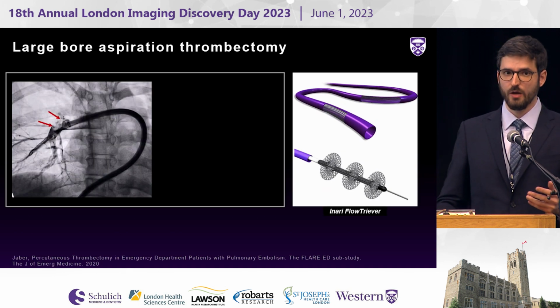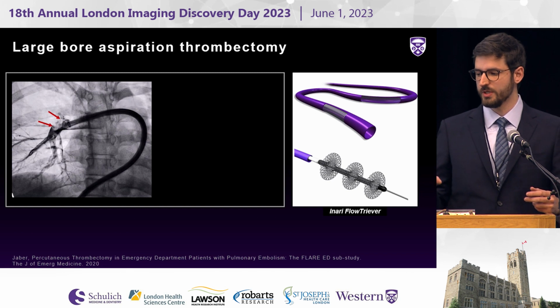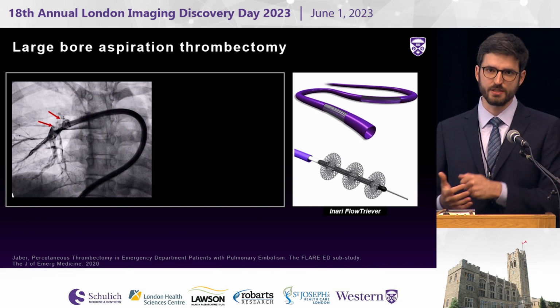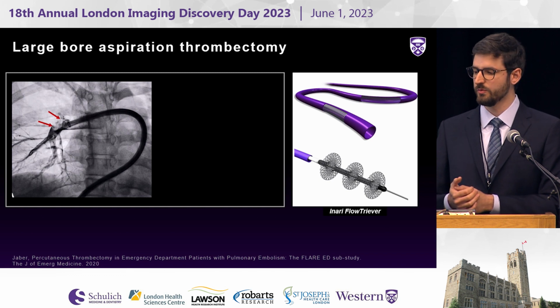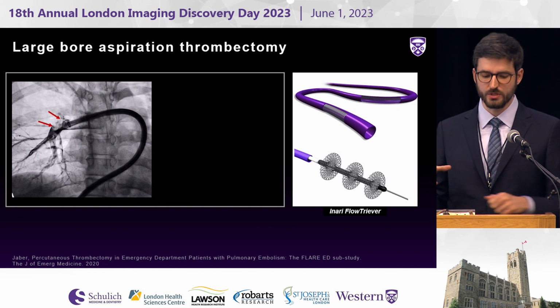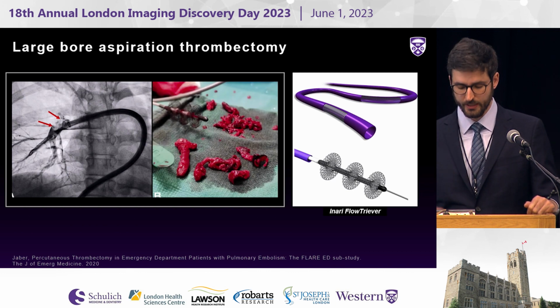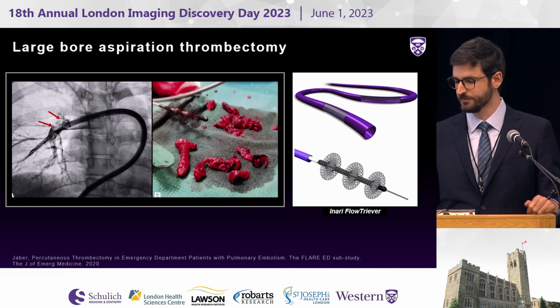And this is how it's done. On the image on your left side, you can see the arrows pointing where they're filling defects. Those are blood clots. That's a PE right there. This big device goes in where the clot is. You aspirate it out, and this is what comes out. And patients can improve right away.